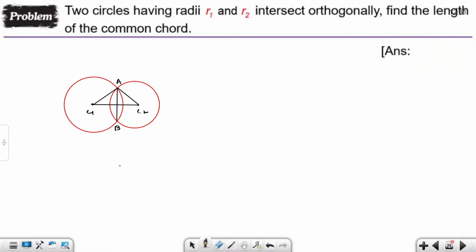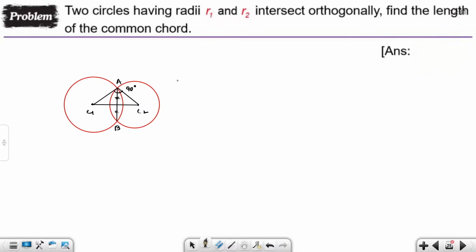Okay, so how to do it? One thing we know is that whenever we join these two centers, it is going to bisect the common chord. That's for sure. We have already done it in the previous lectures by proving the two triangles similar, so I'm not going for that. So this length and this length are the same. Now, since these two circles intersect each other orthogonally, this angle is 90 degrees, correct?